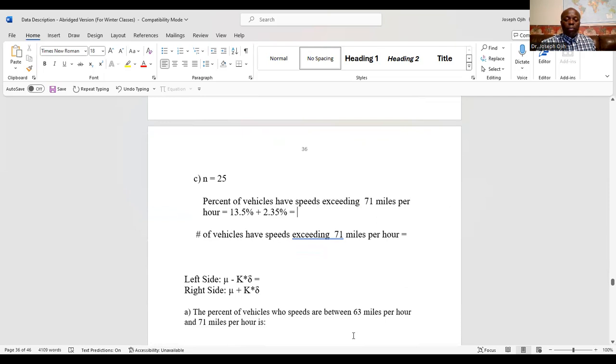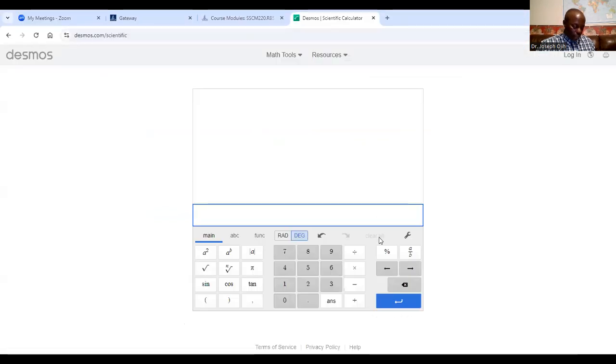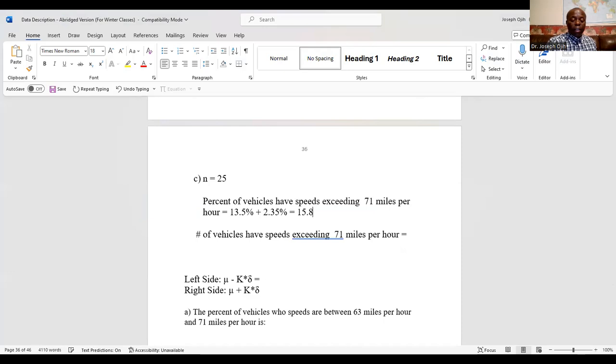So let's put it on the calculator. I have 13.5% plus 2.35%. You get 15.85%. Let's put it right there: 15.85%. So with that, we can now calculate the number of vehicles whose speed exceeds 71 miles per hour.